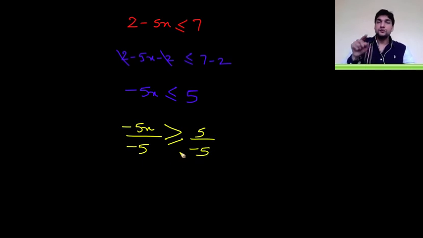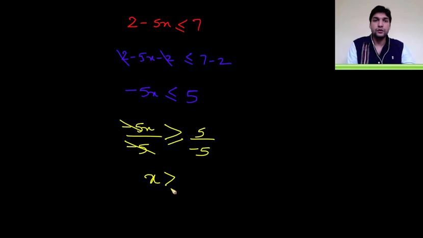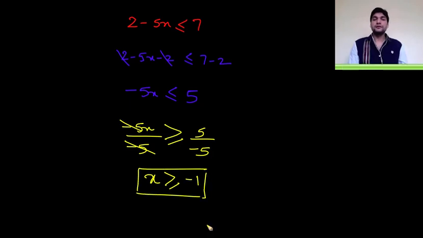Okay, this time you have to reverse your inequality because you are dividing with a negative number. So this -5 and this -5 will cancel out and we'll have x greater than or equal to -1. That means x can take all values which are greater than -1 as well as -1.